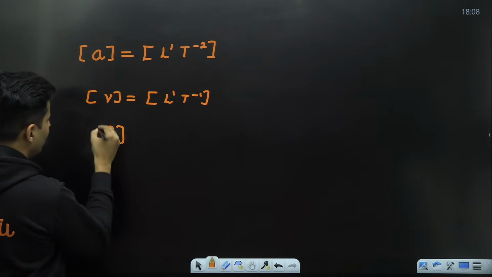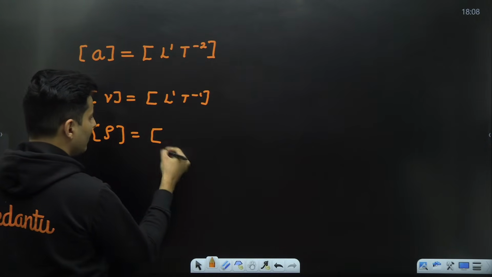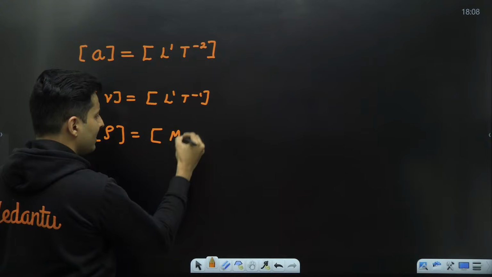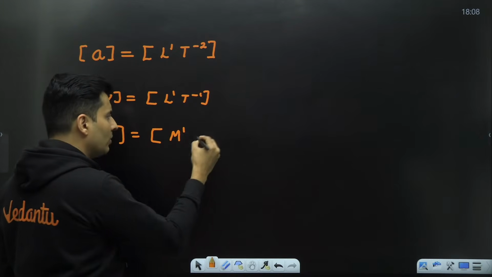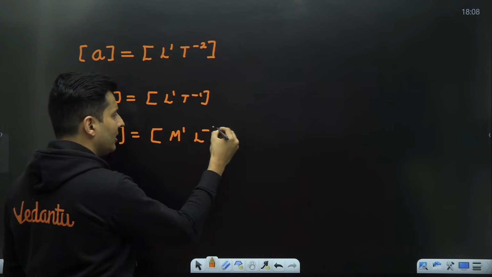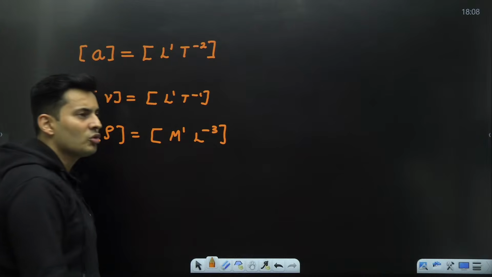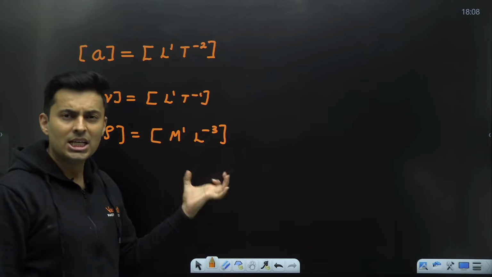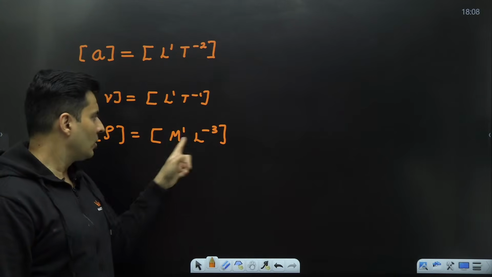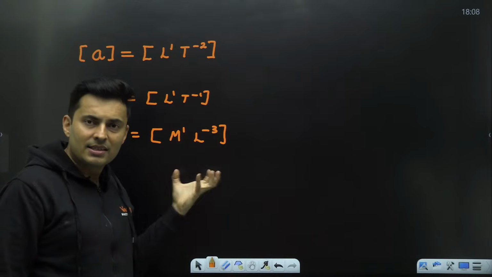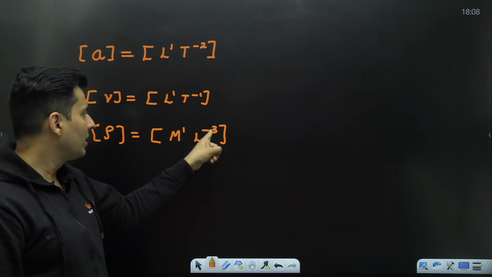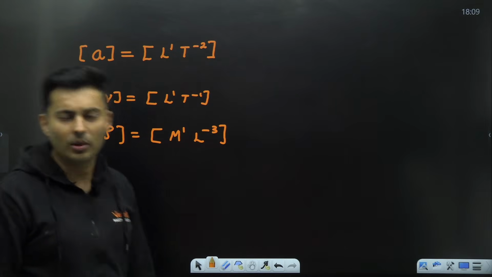If you ask me for density, remember it was mass by volume. Mass is m raised to 1 by volume. So negative power of length, raised to -3, because volume is length into breadth into height. So 3 times length, so length raised to 3. But since it is in the denominator, you put negative power to bring it on the top, right?